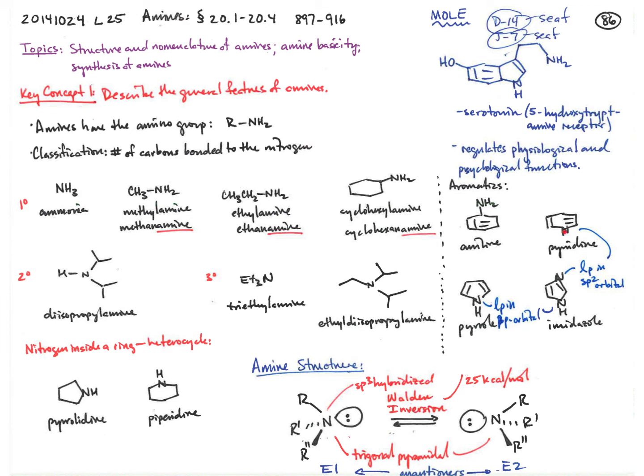When the nitrogen is inside the ring, that's called pyridine. So if we have a 5-membered ring, this is called pyrrole. And then we have another 5-membered ring with 2 nitrogens called imidazole.